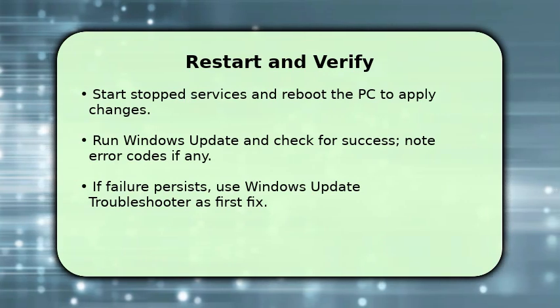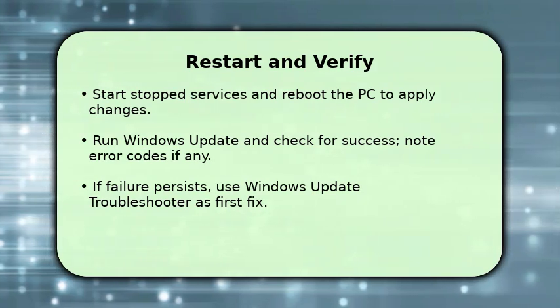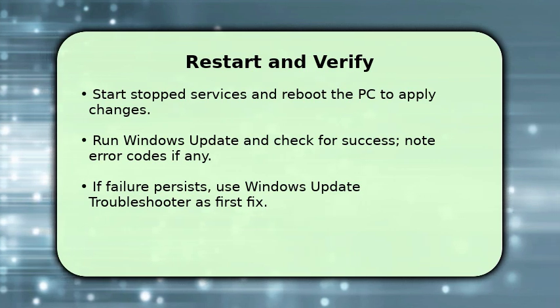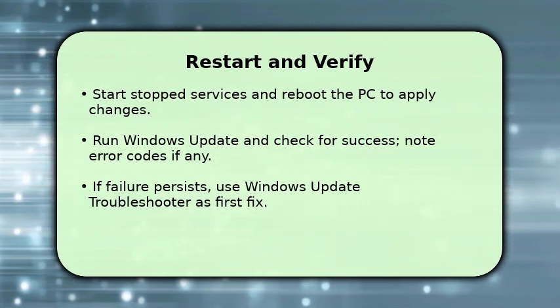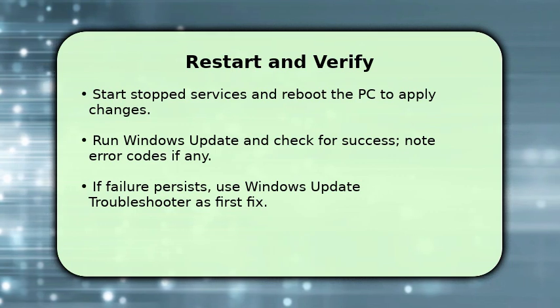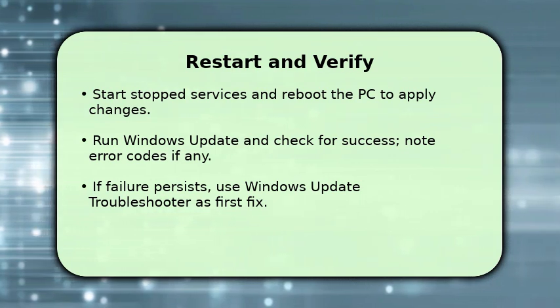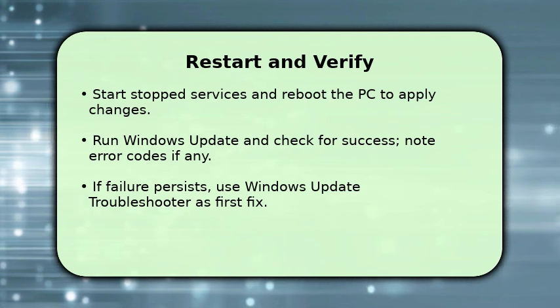Finally, restart the update services with net start bits, net start wuauserv, net start cryptsvc, and net start msiserver, then reboot to ensure all changes take effect. After restart, run Windows Update and watch for successful scans and downloads.